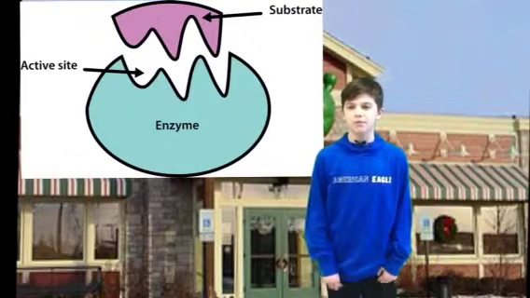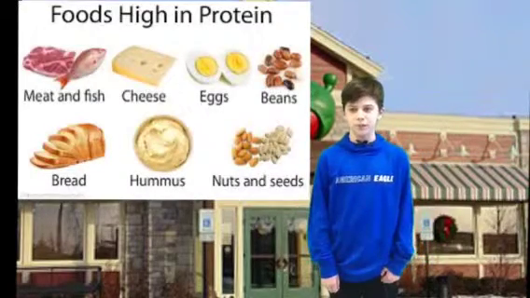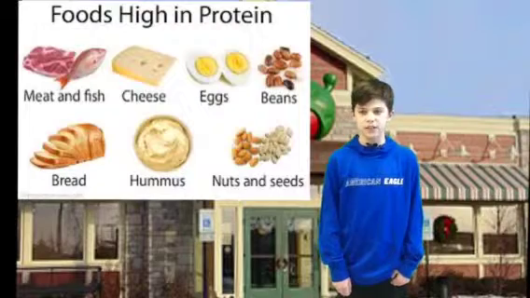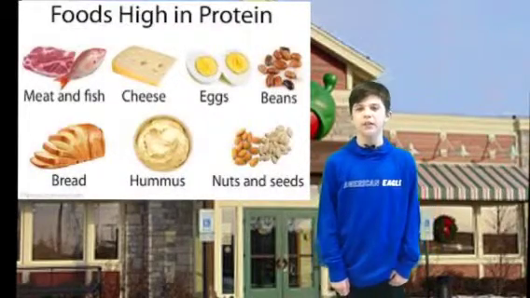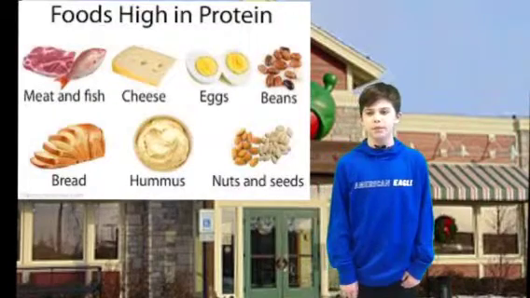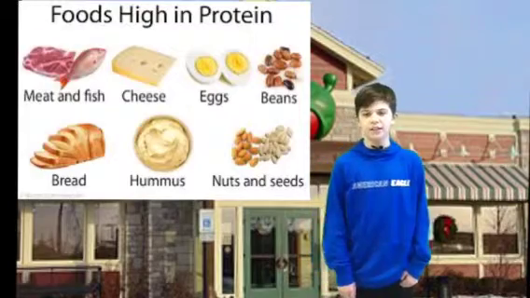The last thing I will be talking about is protein. Protein is the plant or animal tissue rich in such molecules, considered as a food source supplying essential amino acids to the body. For example, any type of meat, eggs, bread, cheese, beans, seeds, and nuts.